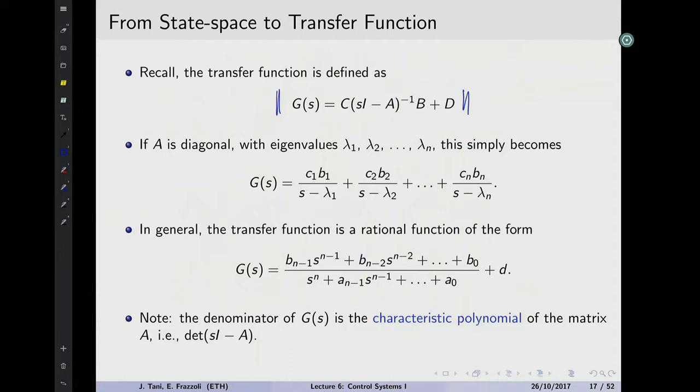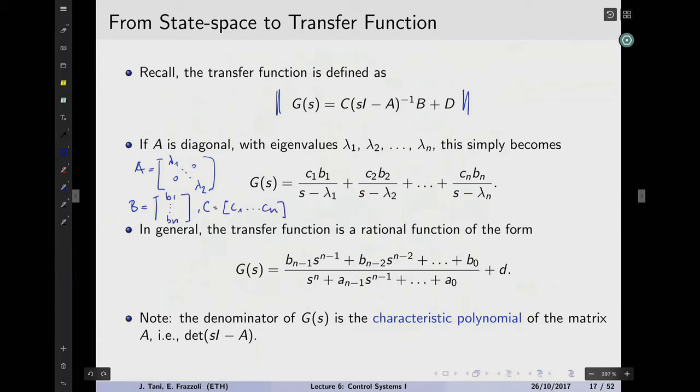Now, remember modal coordinates: every system has its favorite way of expressing the output. If you find the eigenvalues of an A matrix and you build the similarity transformation with the eigenvectors, you can express a system in modal coordinates, which means that A is diagonal. So let's suppose that A is diagonal and has the eigenvalues on its diagonal, B is just a vector b1 up to bn, and C is just c1 to cn.